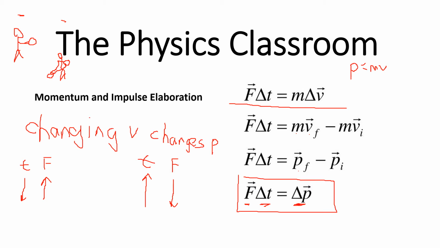It said, when you have more time to stop something, you have less force. So this person has more time to stop the egg, therefore the egg experiences less force. This person stopped the egg immediately, in less time, so the egg experiences more force. The difference is the egg breaks here and it doesn't break here. So that's the concept.